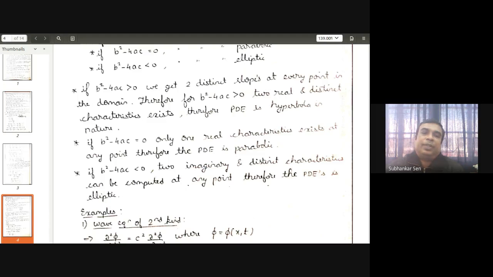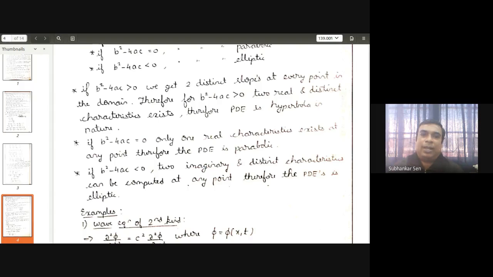If the discriminant value is positive, we get two distinct slopes. We get two different characteristics at every point in the fluid domain. So we say that this will represent a hyperbolic partial differential equation. By hyperbolic, what do we mean? By hyperbolic, we mean that it is a marching problem. It will be an initial value problem. We may require one initial condition, or we may require two initial conditions.